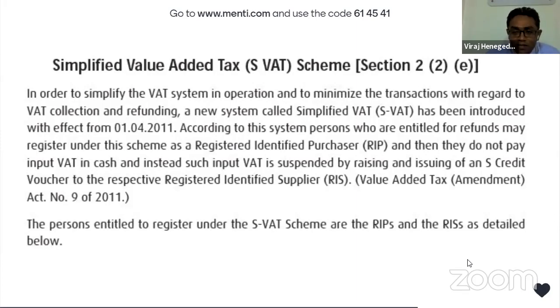According to the new system, there are two people. Who are those two people? One we call RIP, that is, registered identified purchaser, and the other person is RIS, registered identified supplier. Now, just try to understand this concept. I will explain by taking a small example. Just imagine I'm doing a construction project, and I'm registered under section 22(7). I am getting all the raw materials from another person. He becomes the RIS, registered identified supplier. I am registering as the RIP, registered identified purchaser.